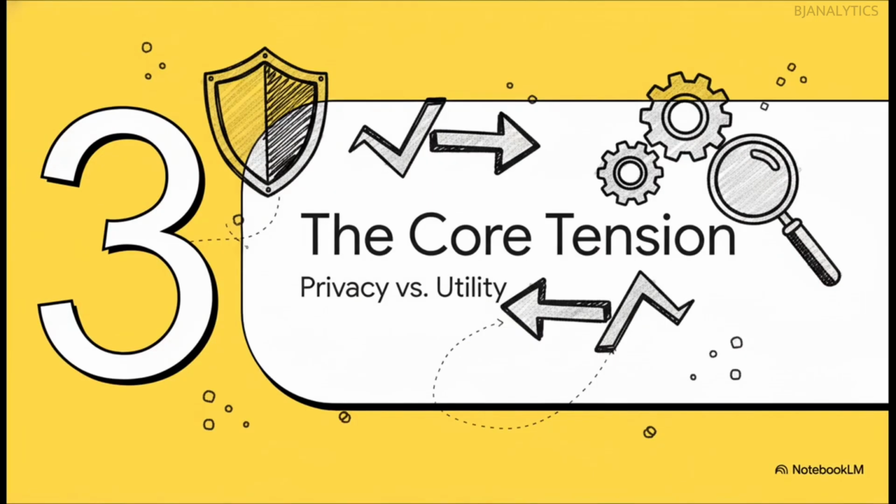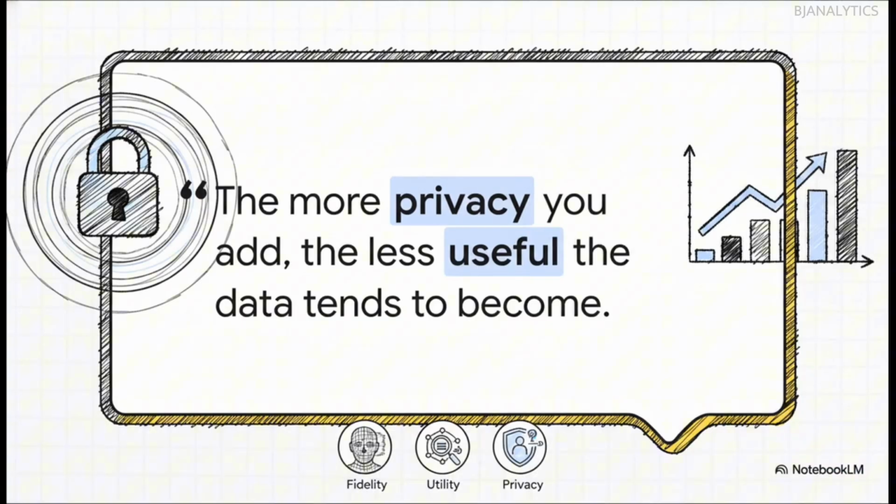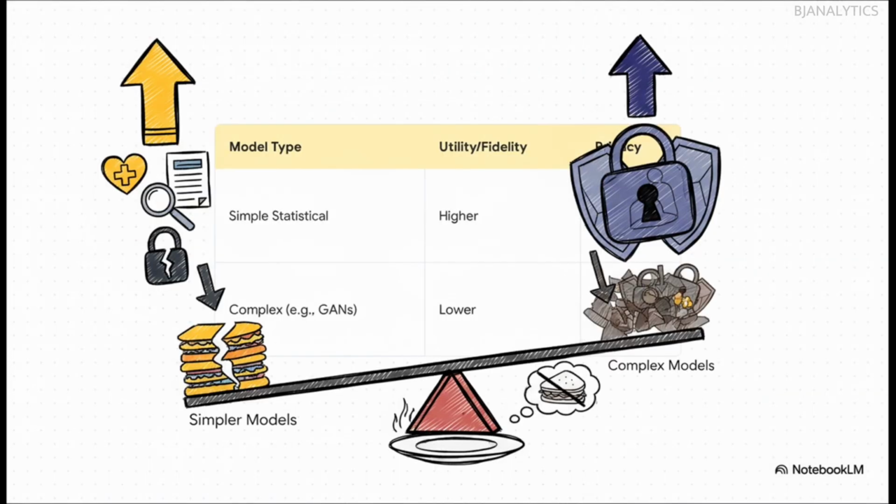But here's the catch. It doesn't really matter which one of these fancy methods you use. You're always going to run smack into the central challenge of synthetic data, this core tension between two goals that are always fighting each other. And it really all boils down to this. The more privacy you add, the less useful the data tends to become. You're constantly trying to balance three things: fidelity, which is how real the data looks; utility, which is whether you can get the same analytical results from it; and privacy, making sure it can't be traced back to a real person.